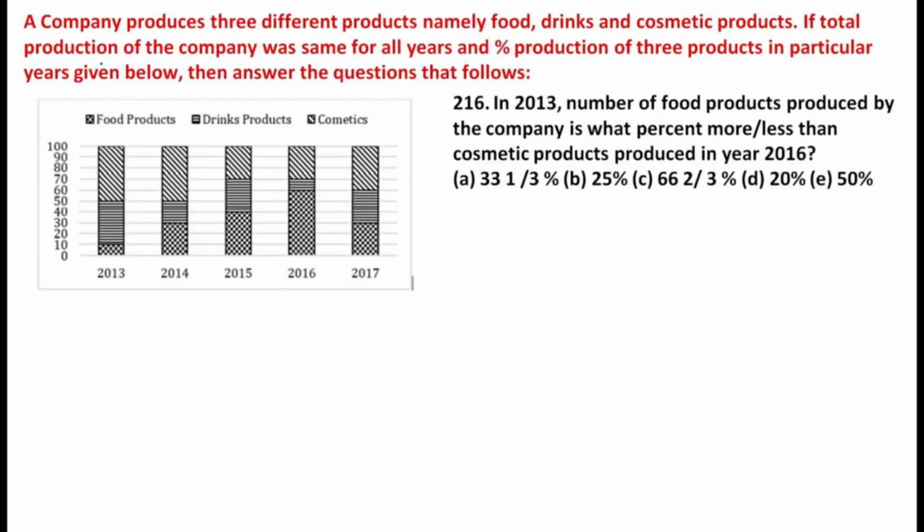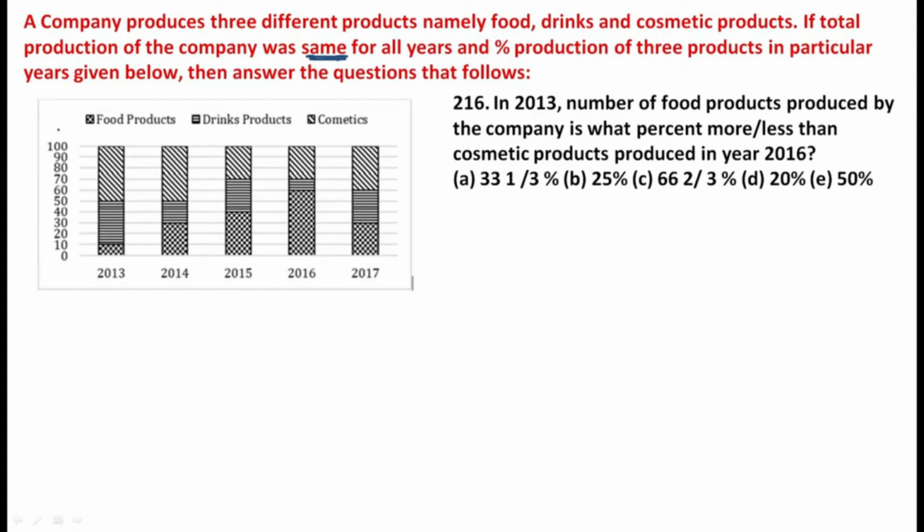Next, we'll go to the next set. A company produces three different products, namely food, drinks, cosmetic products. The total production of the company was the same, guys, for all the years, and the percentage of production of the three products in particular years is given below. Then answer the question that follows. See, in 2013, three different kinds of products, food products, drinks products, and cosmetics, were manufactured by a particular company. Based on this representation, you have to consider your percentage.